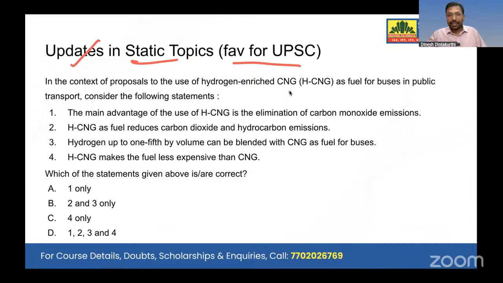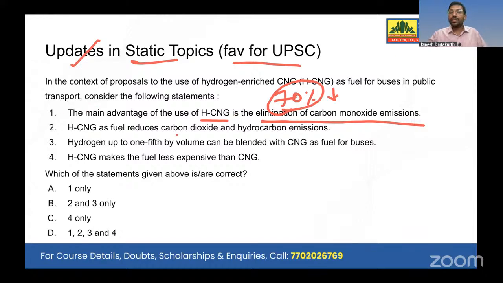For example, HCNG, hydrogen enriched CNG, like we have ethanol blended petrol. Similarly, we have hydrogen enriched CNG, which is used. There are multiple uses because it reduces 70% of the carbon content. But look at the option: the main advantage of HCNG is elimination of carbon monoxide emissions. Carbon monoxide is reduced, carbon dioxide is reduced, but not completely eliminated. Not complete elimination, 70% is reduced. Look at the word elimination. Elimination is obviously 100%. So we should not go for this option.